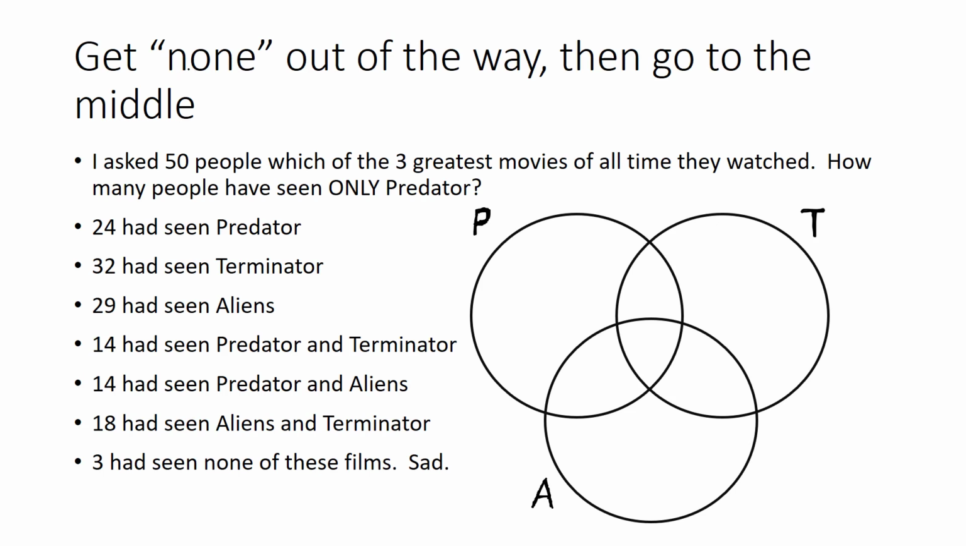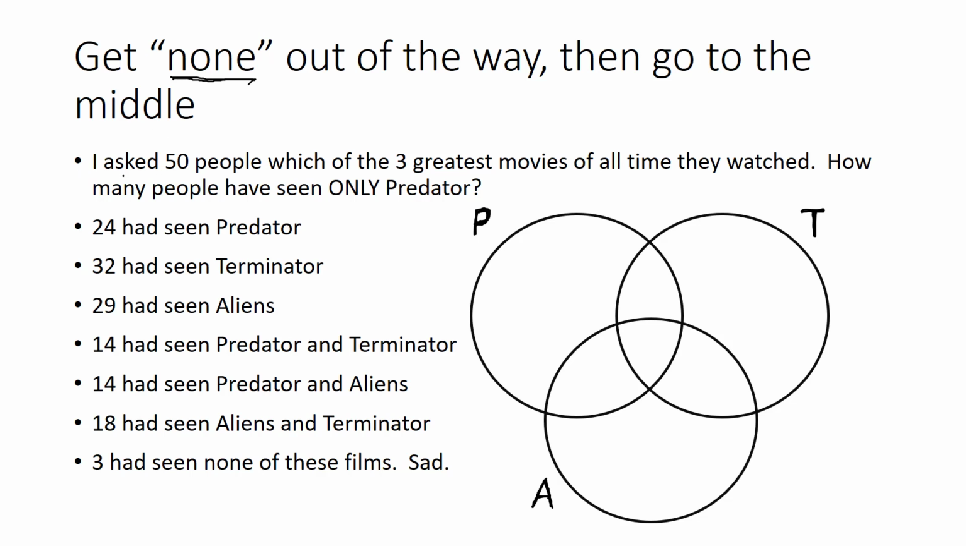In this problem, get the none out of the way first. We didn't have that in the previous problem. Not all problems will have people that have watched none of these films in this particular example, or any elements that belong to none of those groups, but this one does.